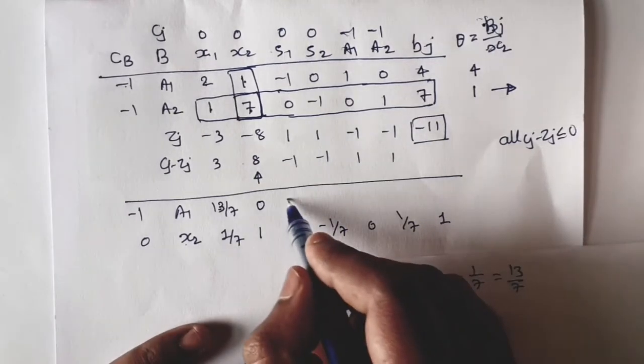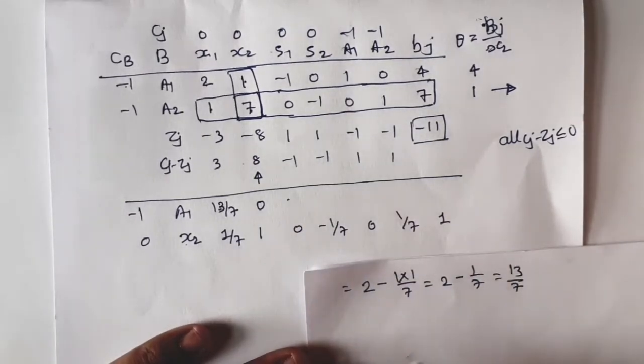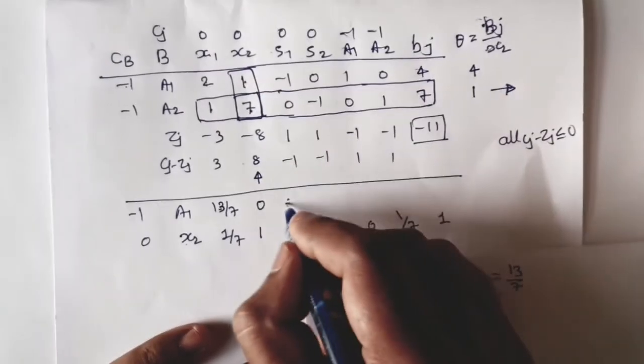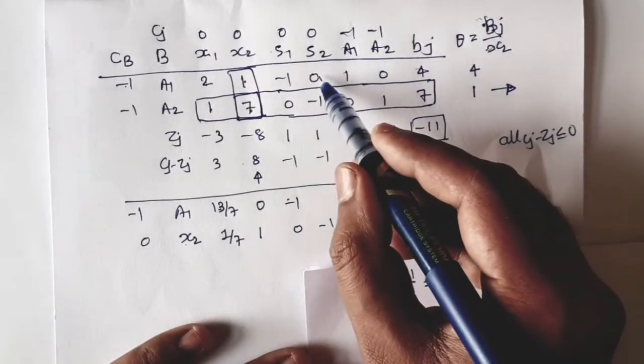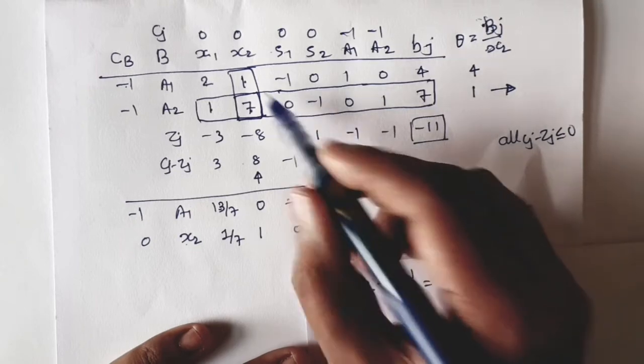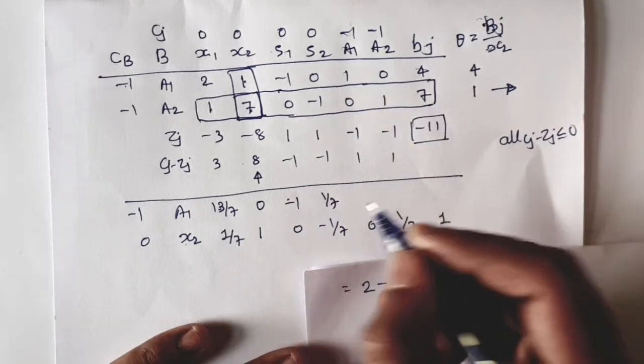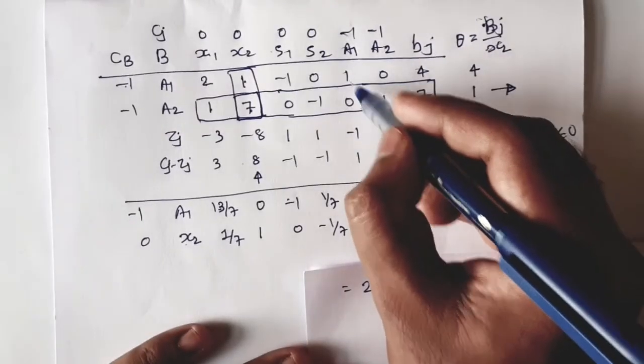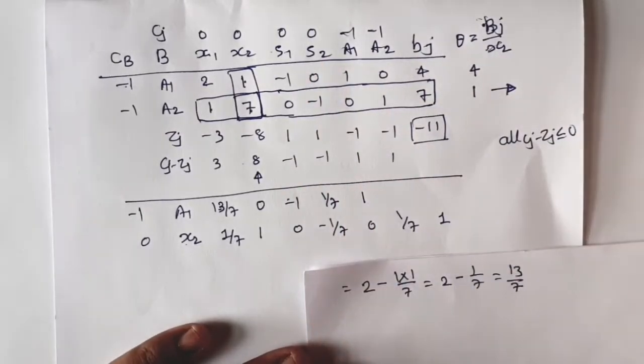Now at this point it will be minus 1 multiplied by 0 into 1. So it will be minus 1 again. It is 0, 0 minus 1, so it will be plus 1. So it will be 1 by 7. And for the a1, it is 1 minus 0, so 1 is as it is.